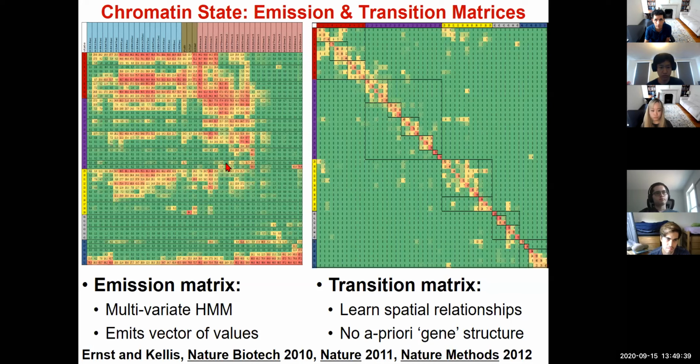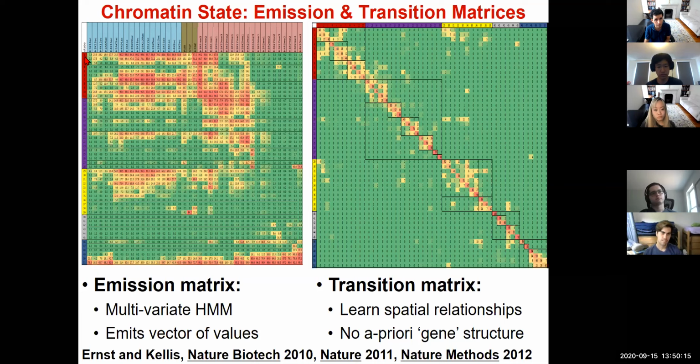So this is what this ChromHMM model looks like, that learns these hidden Markov models. It was initially published in Nature Biotech as a concept, then in Nature as the first application, and then in Nature Methods as the software package. And it's now being used by hundreds of labs across the world. What Jason did is develop a hidden Markov model with 50 different chromatin states, each of which emits a different vector of histone modification marks.